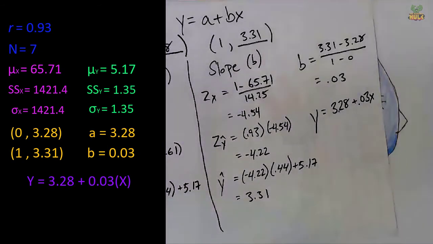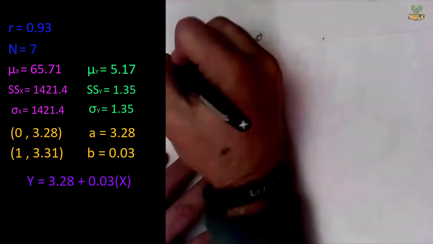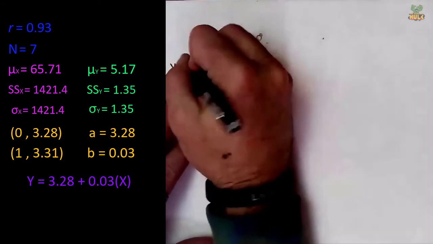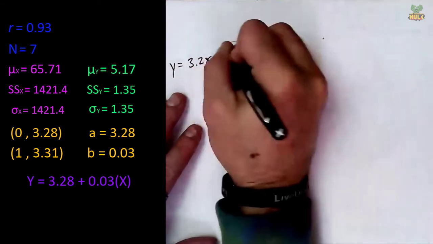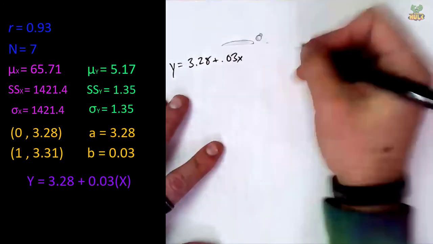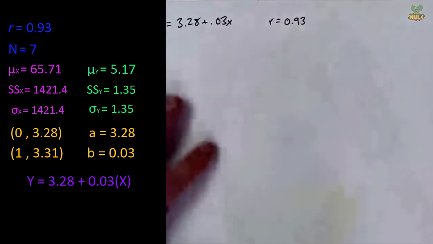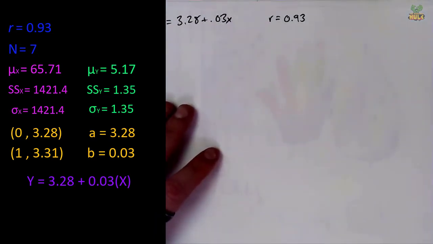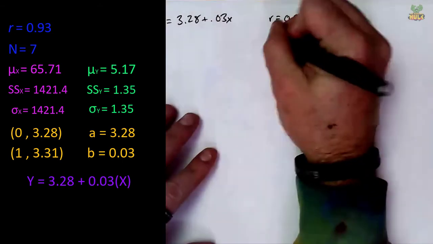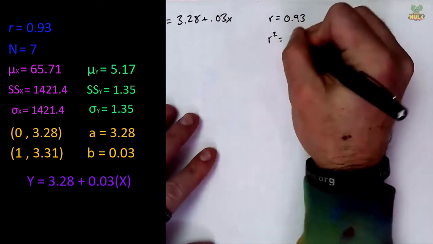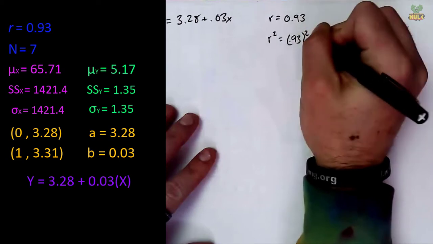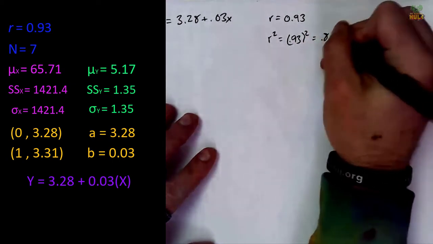Now, let's do two more quick things, and then let's graph it as well. Okay, so I'm going to carry this over here so that we can see it. Y is equal to 3.28 plus 0.03x, and our correlation coefficient is equal to 0.93. One thing we want to do is figure out our coefficient of determination, or proportion of variance accounted for. Remember, that's just r squared, so 0.93 squared is going to give you a 0.86.